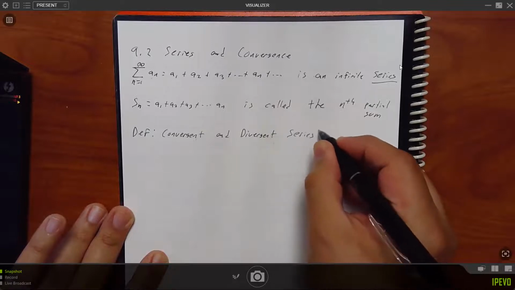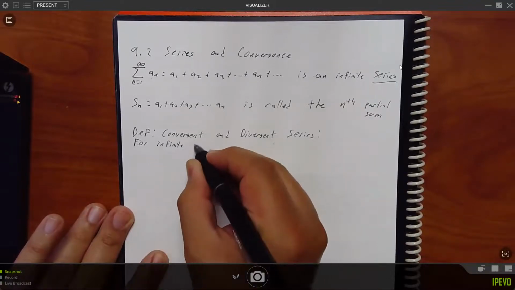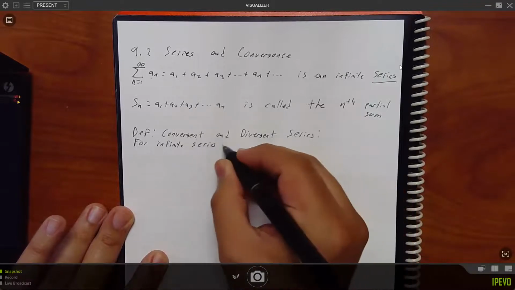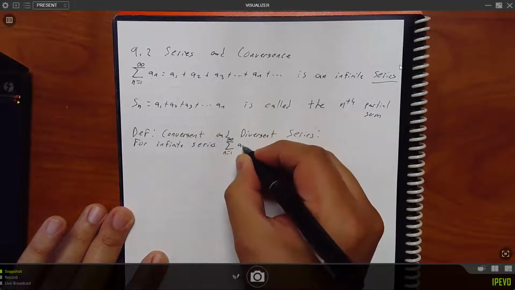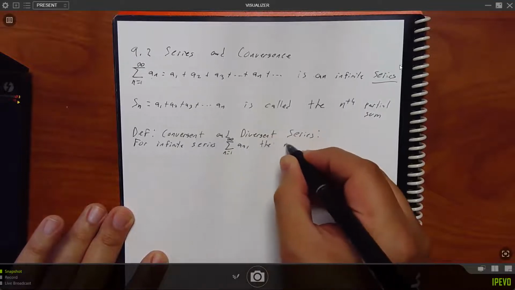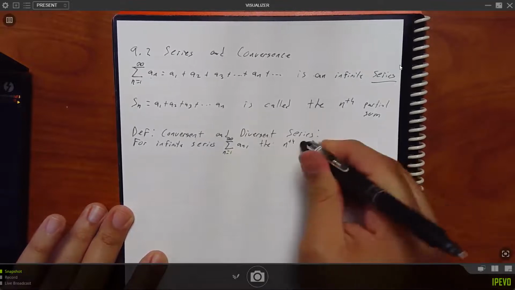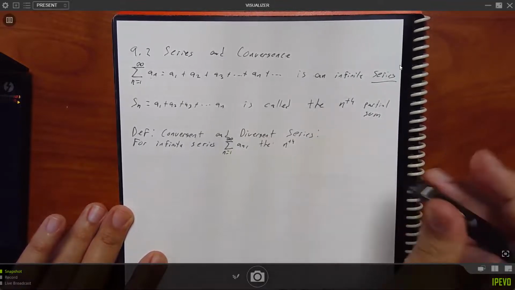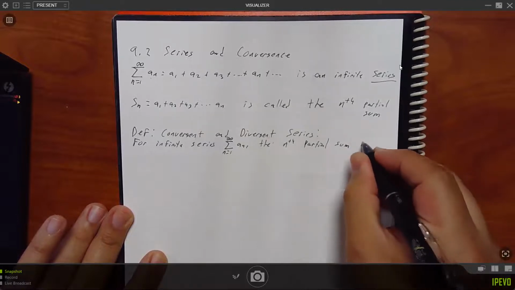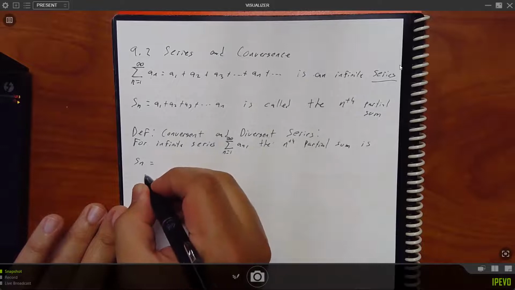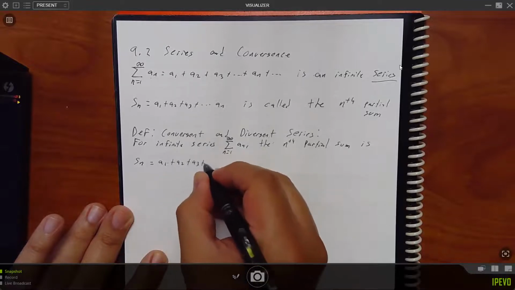Series. So for infinite series from n equals 1 to infinity of a sub n, the nth term, I should say the nth partial sum, is S sub n equal to a1 plus a2 plus a3 all the way until an.